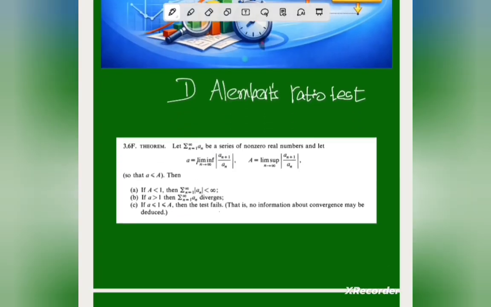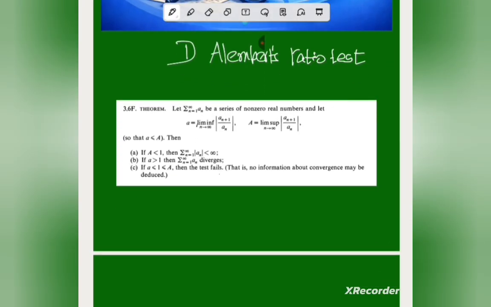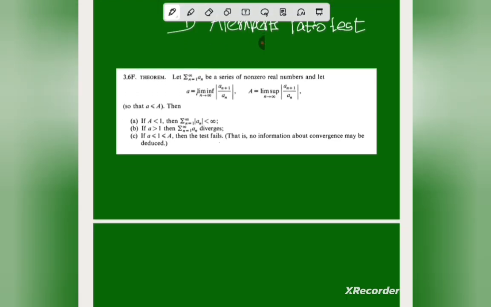The theorem statement: let sigma a_n be a series of non-zero real numbers. Let small a equal the limit as n tends to infinity of the infimum of modulus of a_{n+1} by a_n, and capital A the limit supremum of modulus of a_{n+1} by a_n, with the condition that small a is less than or equal to capital A. It is clearly the case that the infimum is always less than the supremum, therefore small a is less than or equal to capital A.